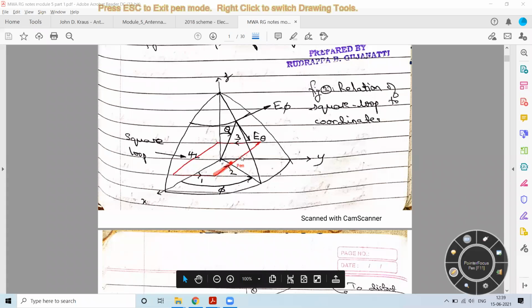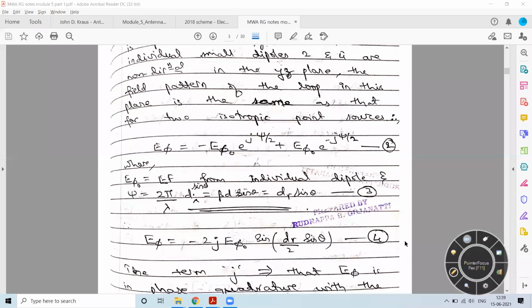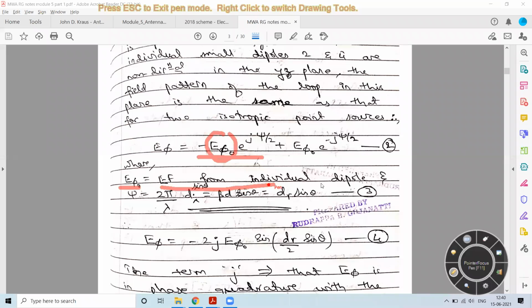Here the direction is in this way, but in this case the direction is opposite, because of which that minus sign is included. Therefore, the total field in the phi direction will be given by minus E phi naught e raised to j psi by 2 plus E phi naught e raised to minus j psi by 2, where E phi naught is the electric field with respect to the individual dipole. And what is the parameter psi?